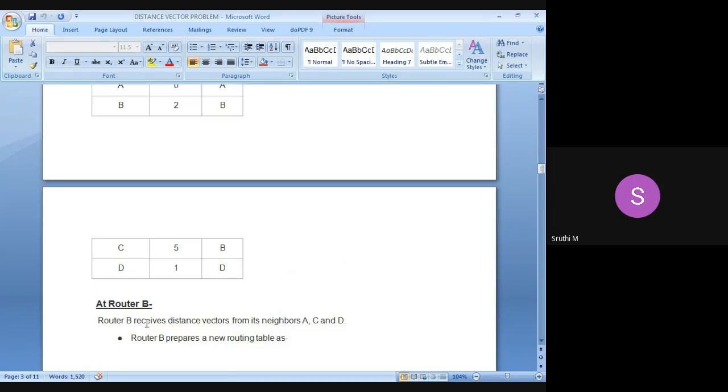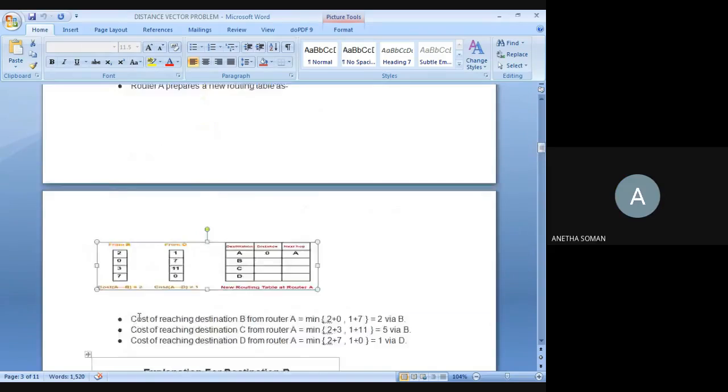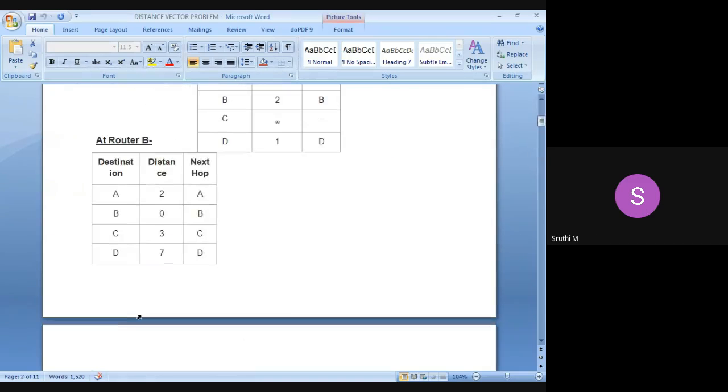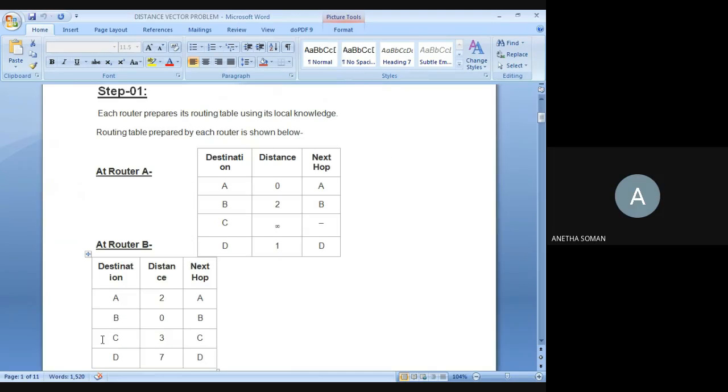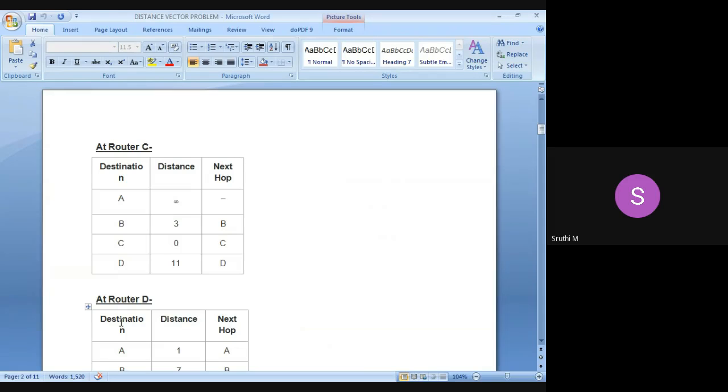Now, what is the information you are getting from neighbor A? From neighbor A, you are getting A0, B2, C infinity, and D1. From neighbor C, you are getting A2, B3, C0, D7. From neighbor D, you are getting A infinity, B3, C0... D7, D11.